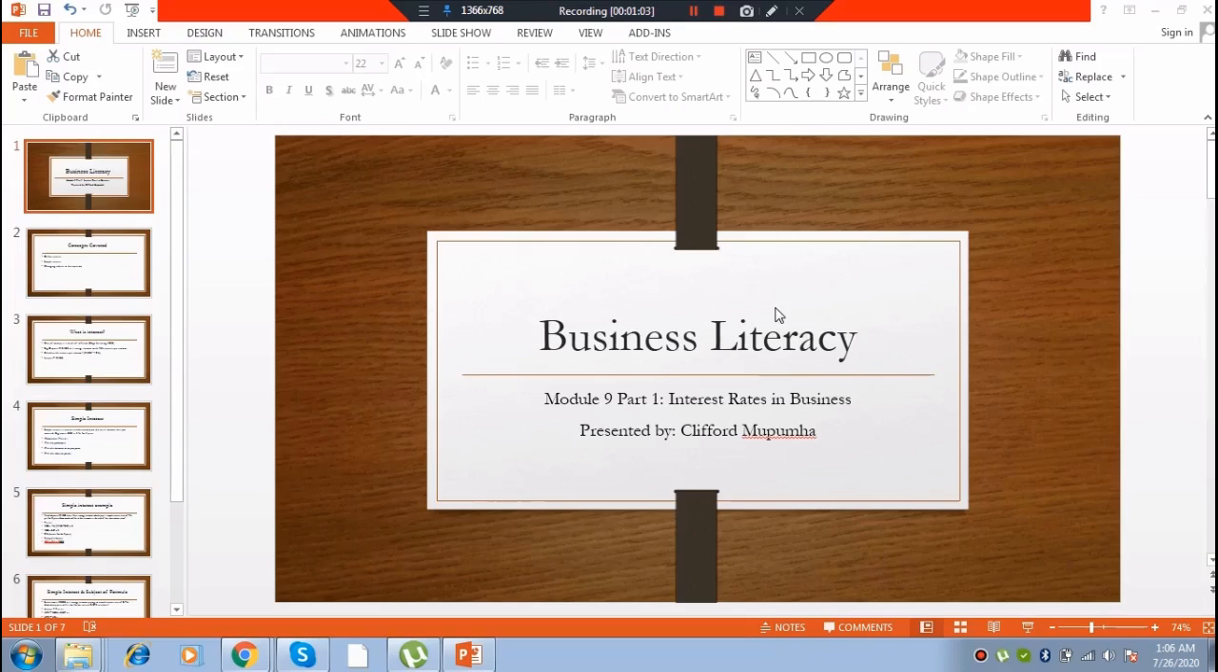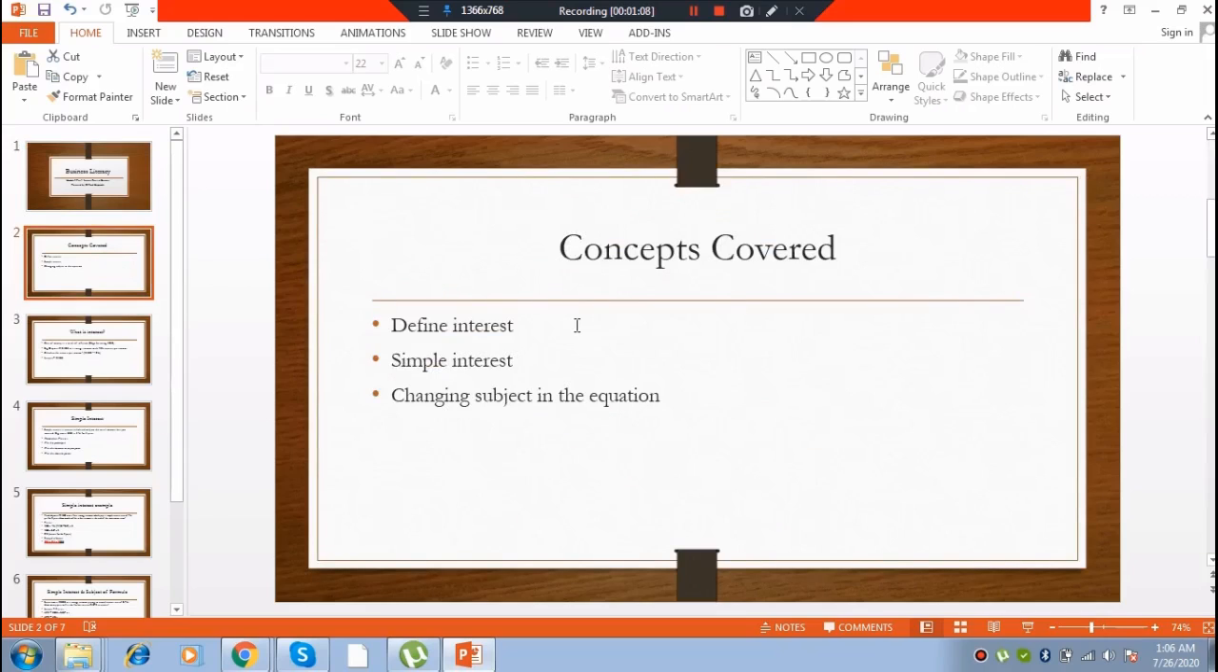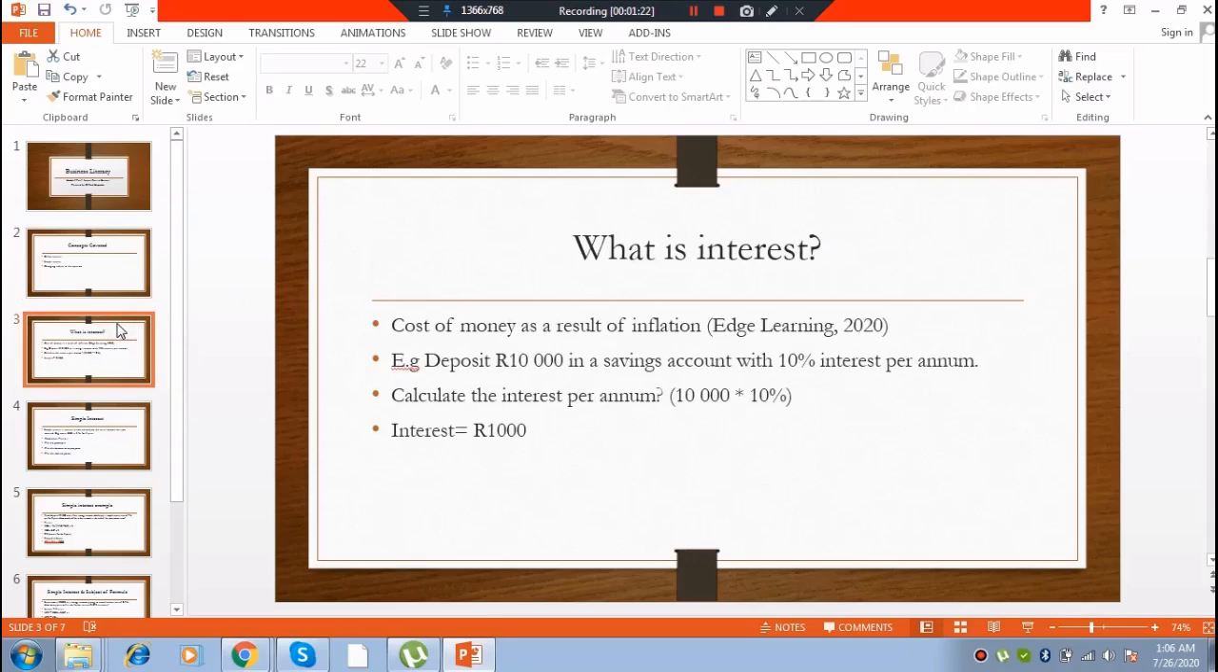So without wasting much of your time, what are we going to cover today? We're looking at defining what is interest, and then we're going to look at simple interest and changing the subject in the equation. So just to get started, we want to find out exactly what we mean by interest.